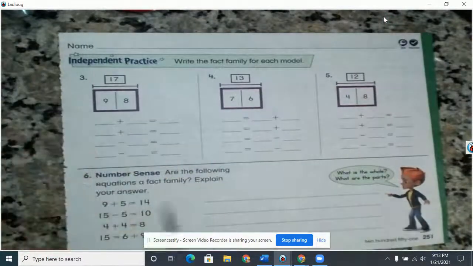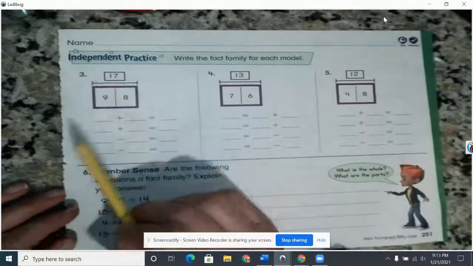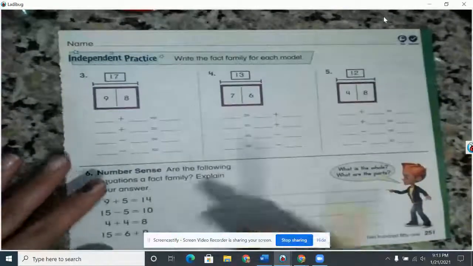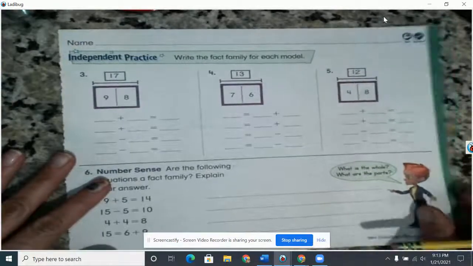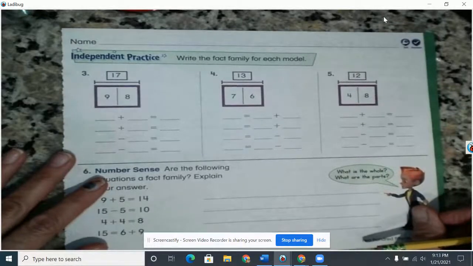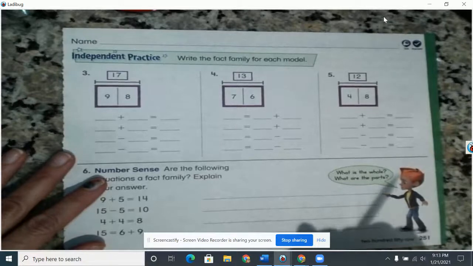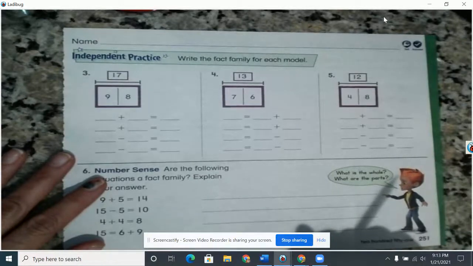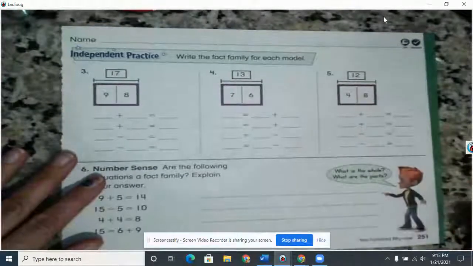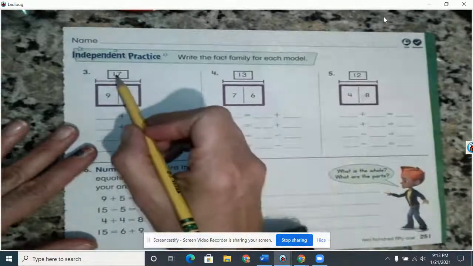So here we have some more part, whole models, and then some fact families to fill in. And what I'd like for you to do, which I think would be a really good idea, is just to pause the video and try and do it on your own, and then press play and watch me fill them in and see if you did it right. So you can check and make sure you're understanding it. Okay, so now would be a good time to pause it and then go and try and do them on your own, and then come back and press play and see if you did them right.